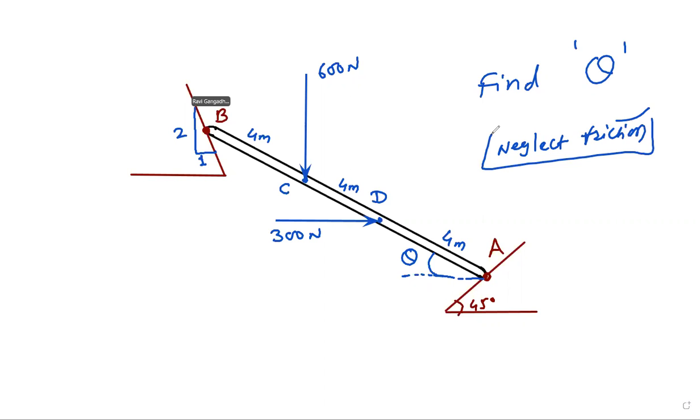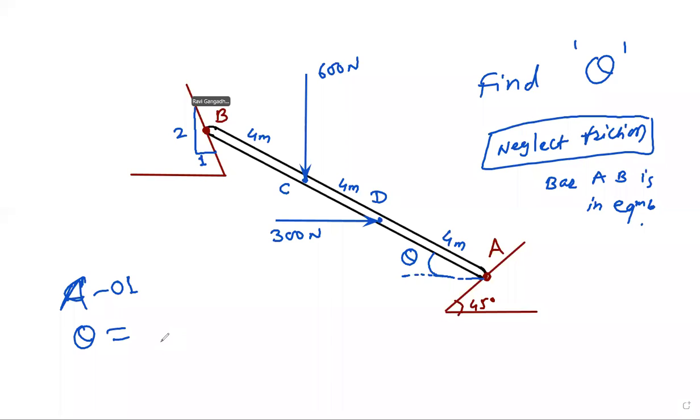Bar AB is in equilibrium. So find out the theta. Again, on the group, write A01, then question number 2, theta is equal to the answer. Right? So both the question answers you must post on the group by today evening only.